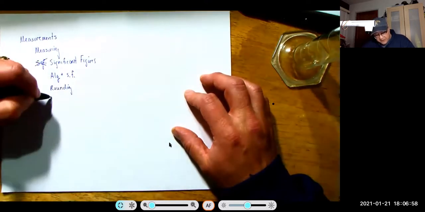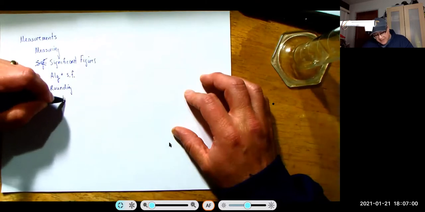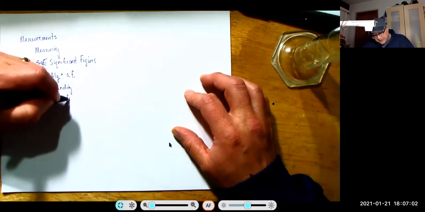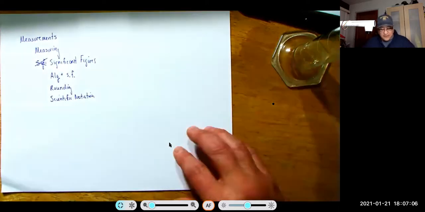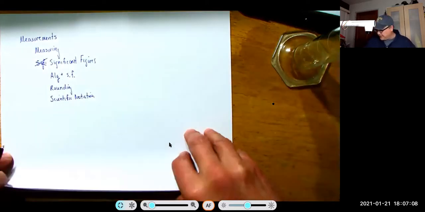If we have time, which I don't think we'll have, we'll talk about scientific notation, but that's something that you should probably already be familiar with. Okay, so let's get to measuring.